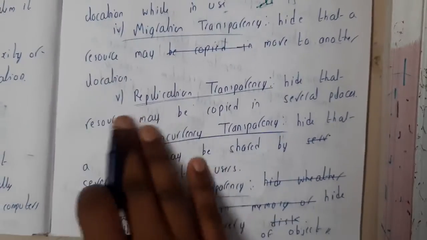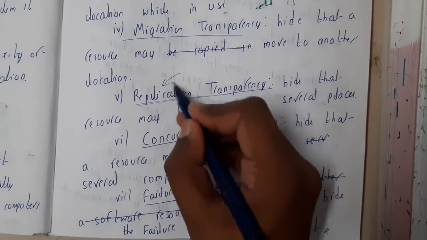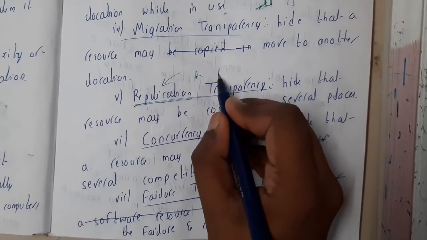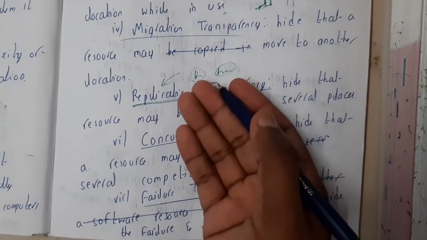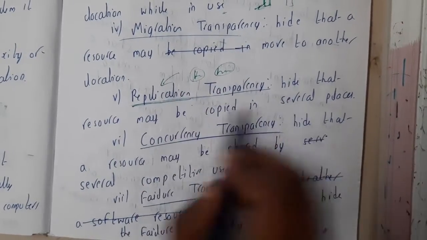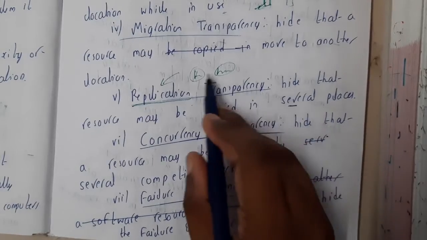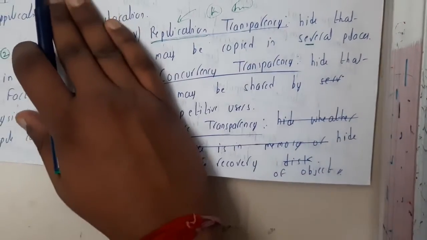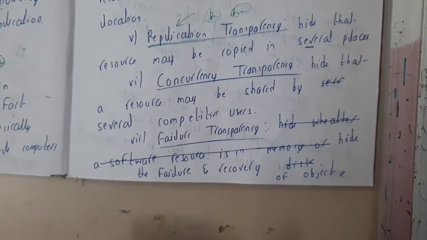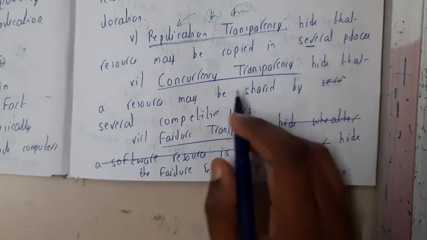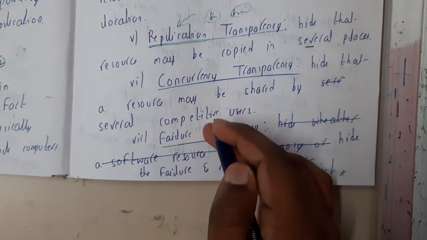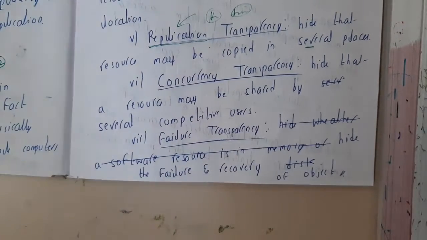Similarly, replication. I hope everyone knows the word replication, right? Replication is nothing but a duplicate. We say he is a replica of her, so these two are similar. Replication transparency hides that the resource may be copied in several places. Similarly, concurrency. Whenever you hear that multiple resources or multiple things are shared, concurrency comes into play, right? It hides that a resource may be shared by several competitive users. A single file could be downloaded by multiple users at a time, so those things should be hidden.